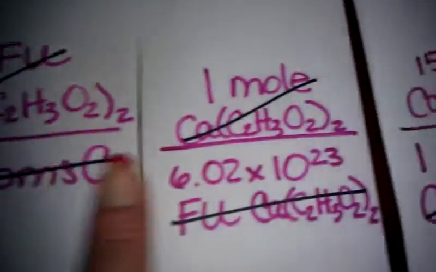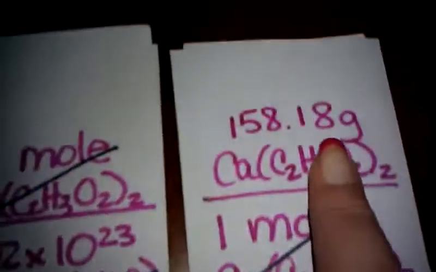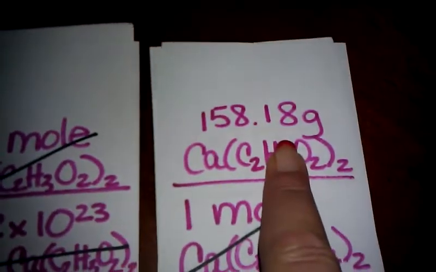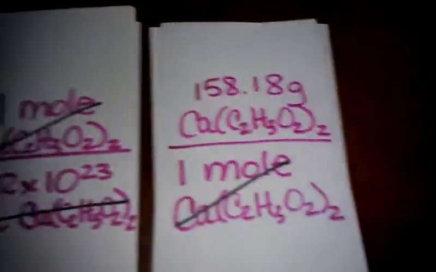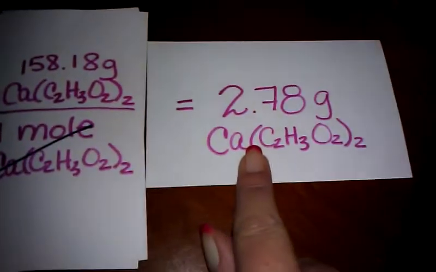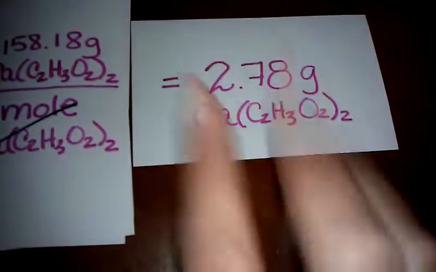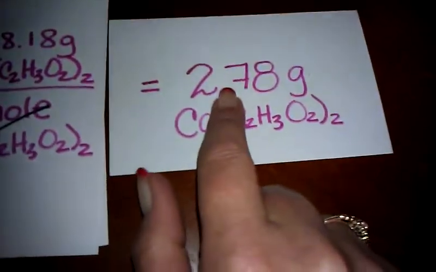So you'd take this, divide by 4, divide by 6.02 times 10 to the 23rd, multiply by 158.18, and if you run that through your calculator, you should get 2.78 grams. Notice 3 things every time. The number.